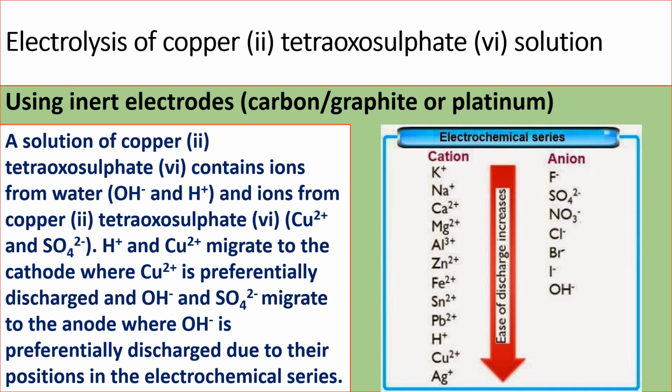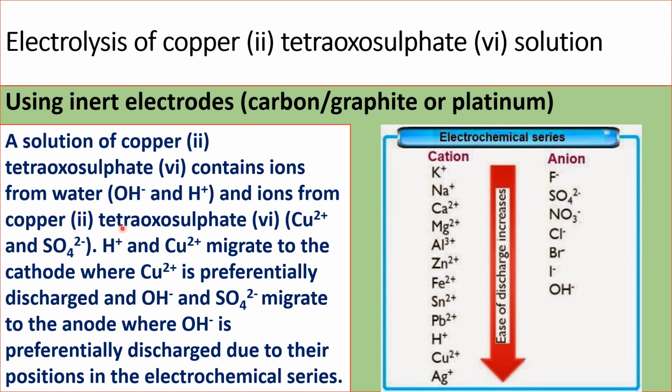Let's begin with the electrolysis of copper(II) tetraoxosulfate(VI) solution using inert electrodes. An inert electrode could be a carbon or platinum electrode. A solution of copper(II) tetraoxosulfate(VI) will contain ions from water. And what are those ions? We have OH⁻, the hydroxide ion, and H⁺, the hydrogen ion. And ions from copper(II) tetraoxosulfate(VI): we have the Cu²⁺ ion and the SO₄²⁻ ion.